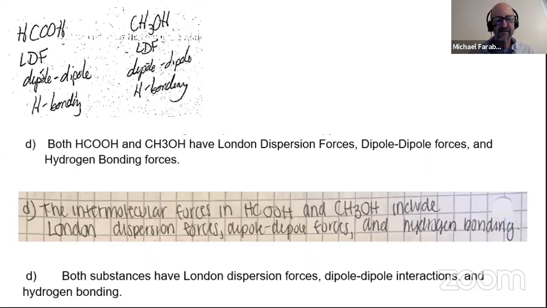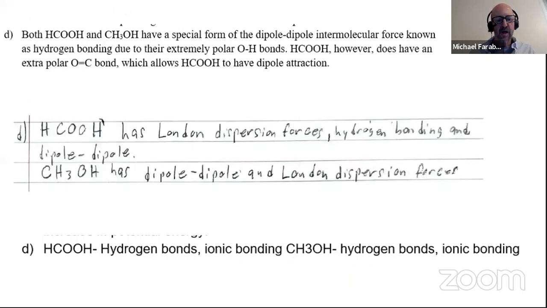Okay, so we have a nice list. You can say LDF for short, that's fine. LDF, dipole-dipole, hydrogen bonding. You can write them out. You can abbreviate. Looks good. Now, if you said London dispersion forces and hydrogen bonding, I would accept that as well. Both have a special form of the dipole-dipole force known as hydrogen bonding. Okay, sounds good. But they never did mention LDFs.